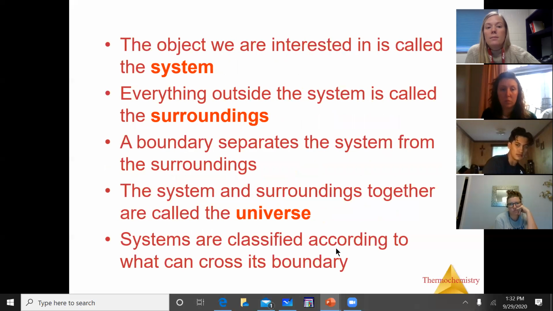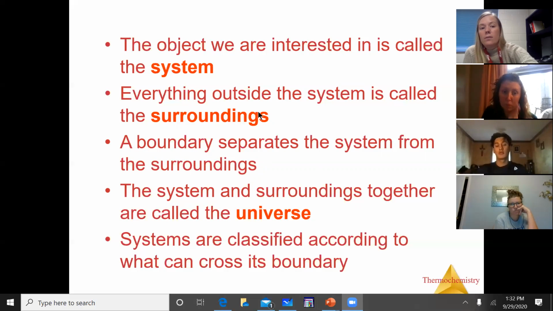We've already talked about this, but the object we are interested in is called the system. Everything around it is called the surroundings. There's a boundary that separates those two from each other. If we take the system and all of the surroundings and sum them together, we get the universe. Then systems are classified according to what can cross over a boundary, so what can go from the system to the surroundings, or vice versa.